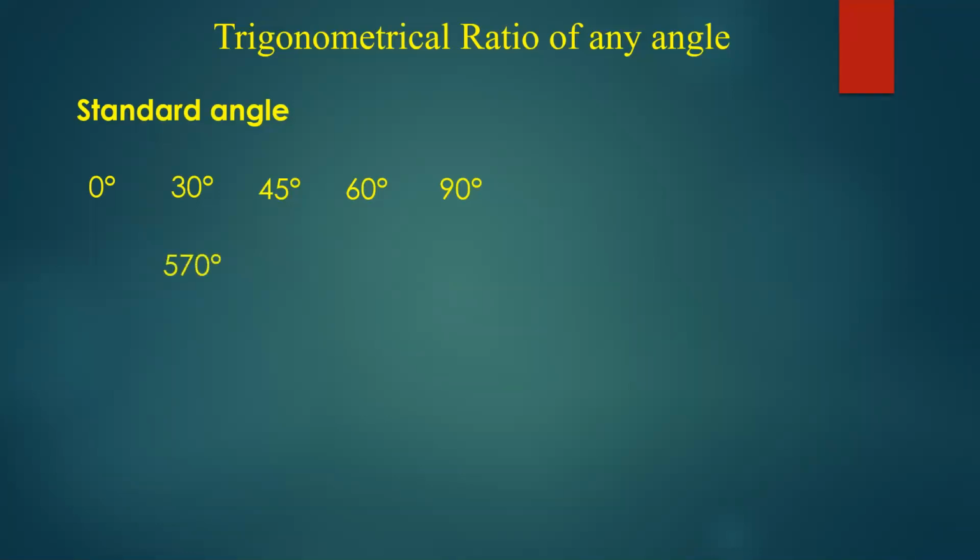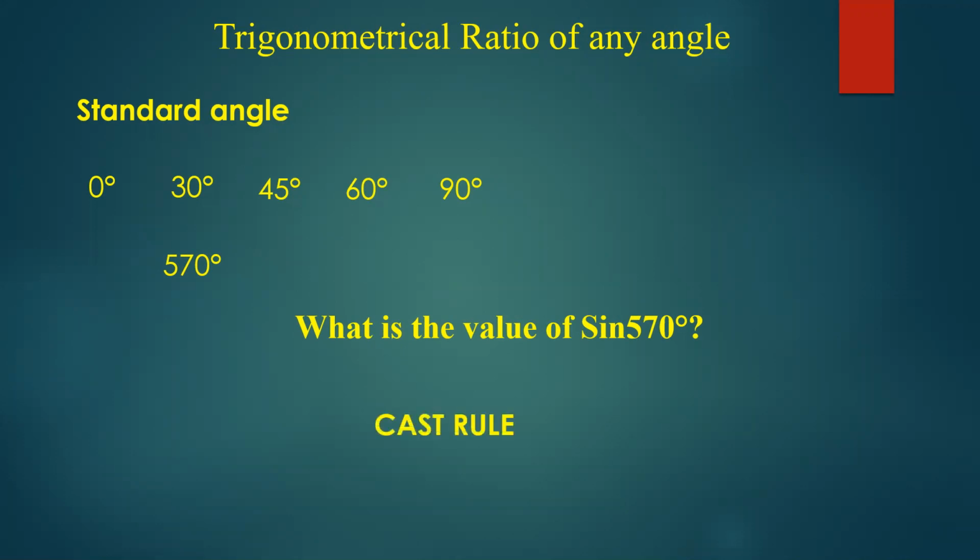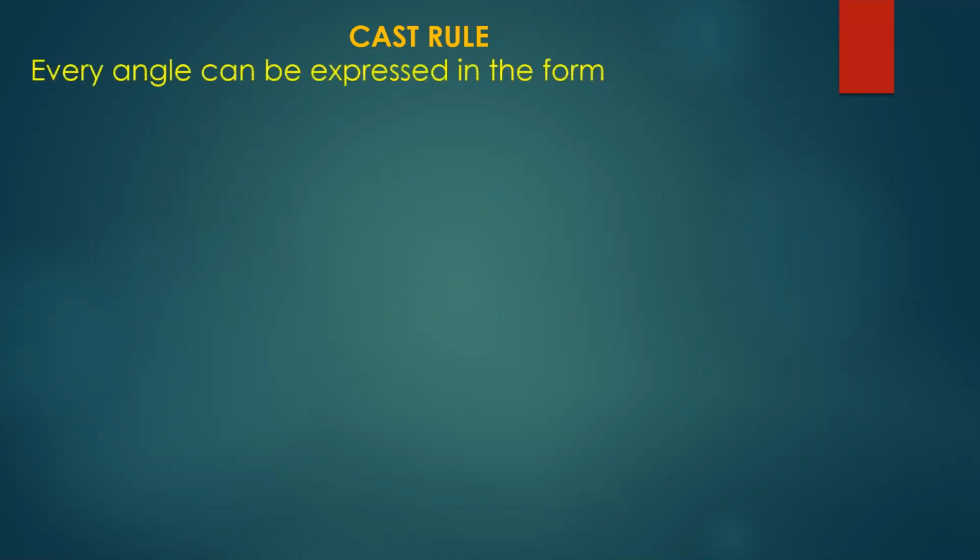But what if I ask you about 570 degree? If I ask you what is the value of sine 570 degree, then it is a little bit difficult to find, right? In this situation, we use the cast rule. Before we start the cast rule, let me tell you that any angle you can express in the form 90 degree times n plus minus theta.